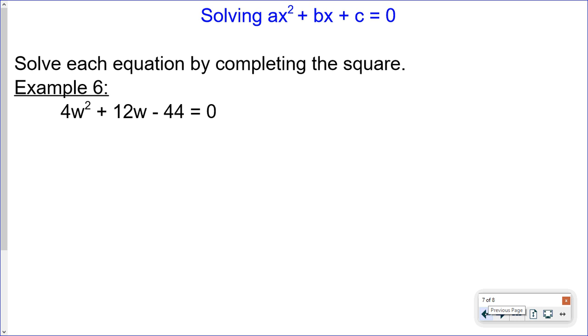So we're going to look at one more of those, and then we're going to talk about how to use what's, well, you'll see. I won't give it away. Let's watch. So we're going to add 44.